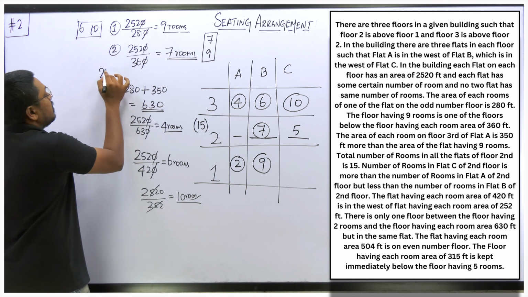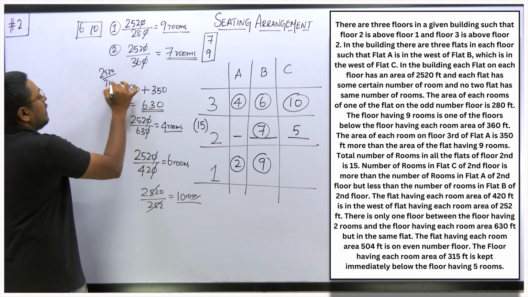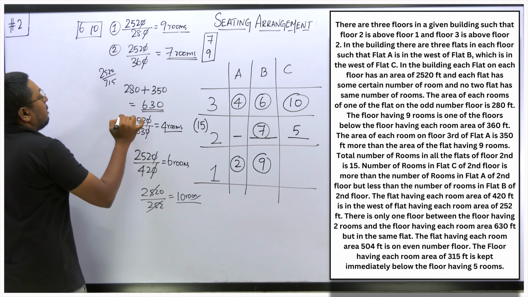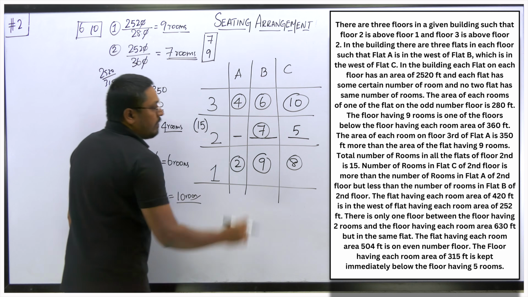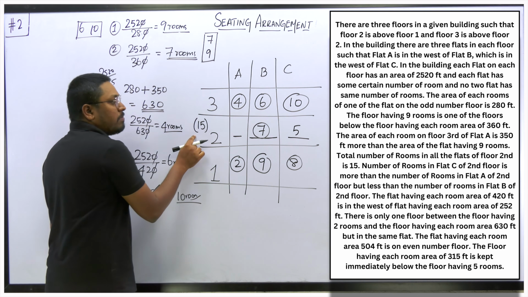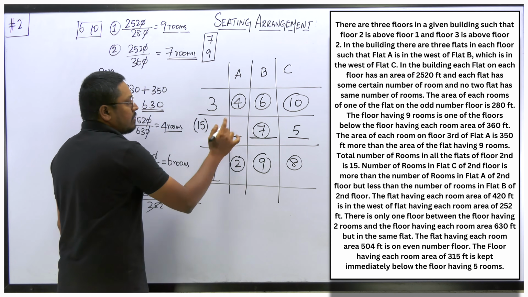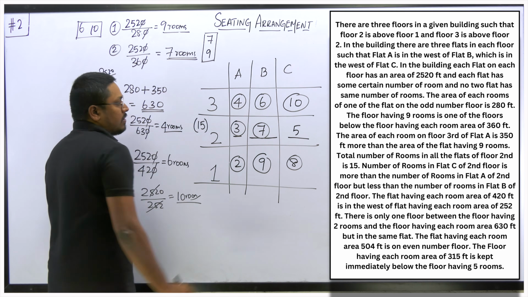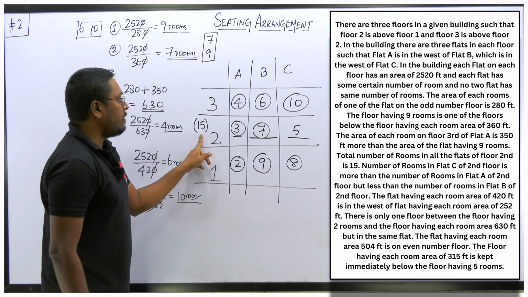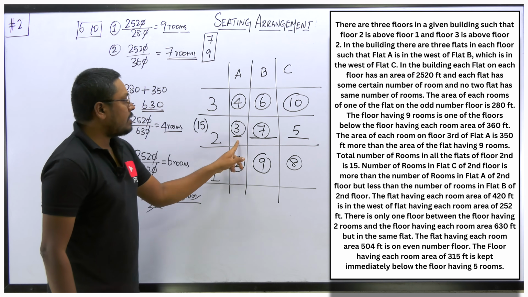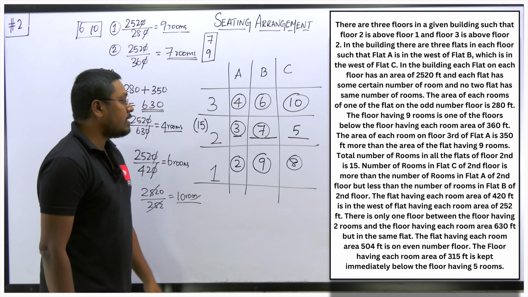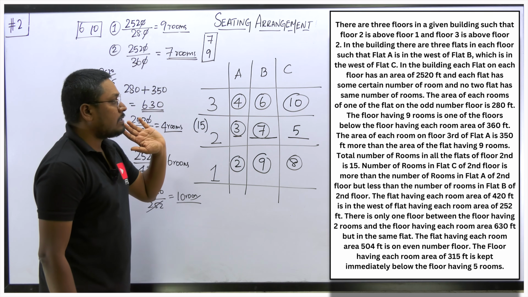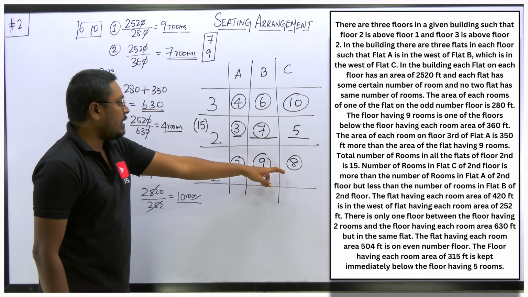So 2520 divided by 315 gives 8 rooms. So 8 rooms should be here, and we know that if you add all the values it should be 15. So 7 plus 5 is 12, so this will be 3. So now you can see that in the second floor, this will be the lowest, this is the highest and this the second lowest. Yes, it's correct according to the point. So below 5 it is 315, 8 rooms.